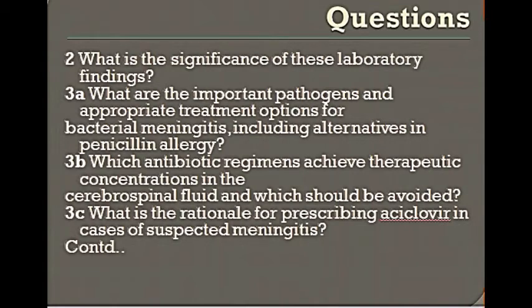What are the important pathogens and appropriate treatment for bacterial meningitis, including alternatives in penicillin allergy? The main organism responsible for bacterial meningitis is Neisseria meningitidis, which is a gram-negative diplococcus, and after that Streptococcus pneumoniae, which is a gram-positive streptococcus, is responsible for the occurrence of meningitis.